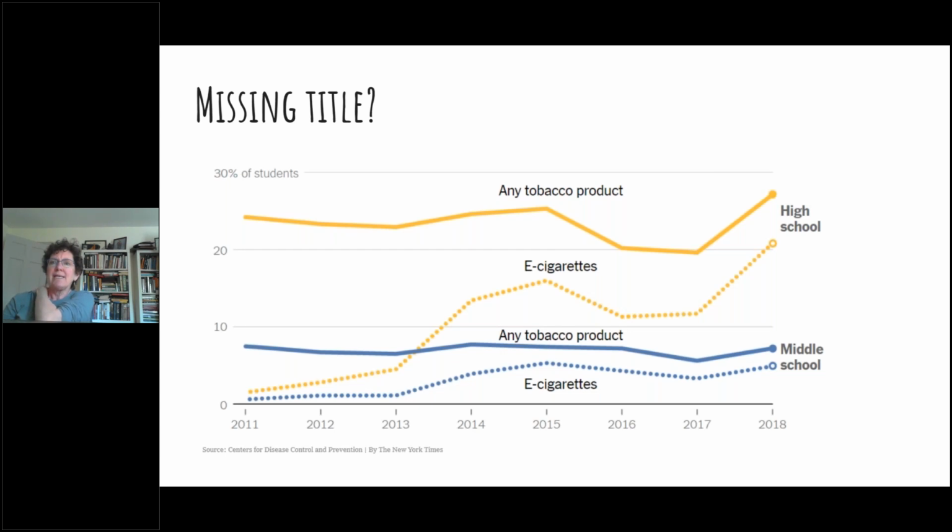Like who are these people and how did they decide what the representative sample was? So in general, looking at this, what observations do you make about this line graph?